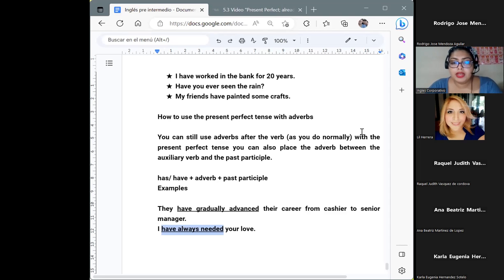So we have here, this one is kind of long. We have adverbs, and we have adverbs of manner, adverbs of time, adverbs of place, and adverbs of frequency.